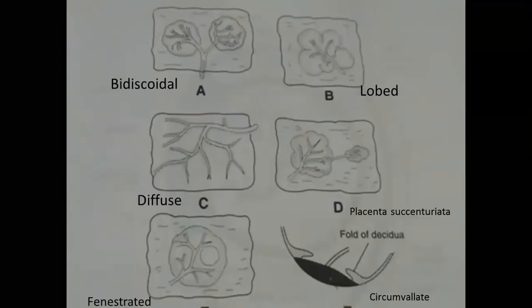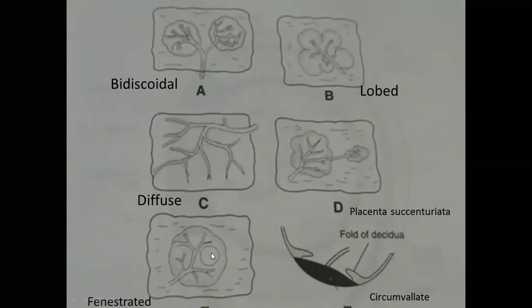Now, what are the different abnormal shapes of the placenta? The normal shape of the placenta is discoid. But when abnormal shapes are there, it can be bidiscoidal. It can be lobed, not in the shape of a disc but in the shape of a lobe. It can be diffuse, and even a part of the placenta may be separated. We call it placenta succenturiata. Or the placenta can be fenestrated.